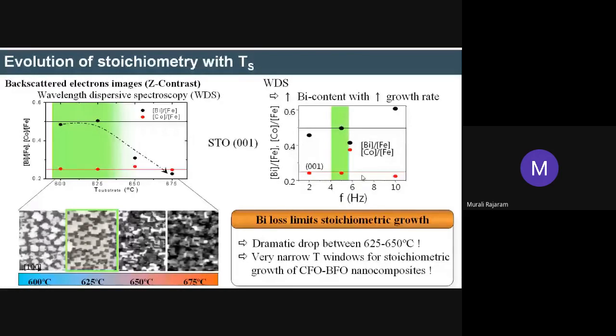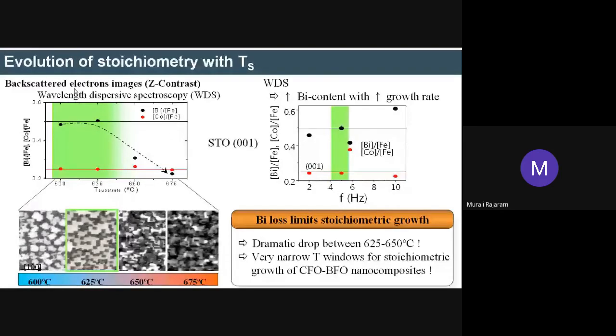Okay, so we have a very narrow growth window for growing good nanostructure bismuth ferrite, with a very narrow frequency and a very narrow temperature range. That's why growing this type of bismuth ferrite is very difficult.